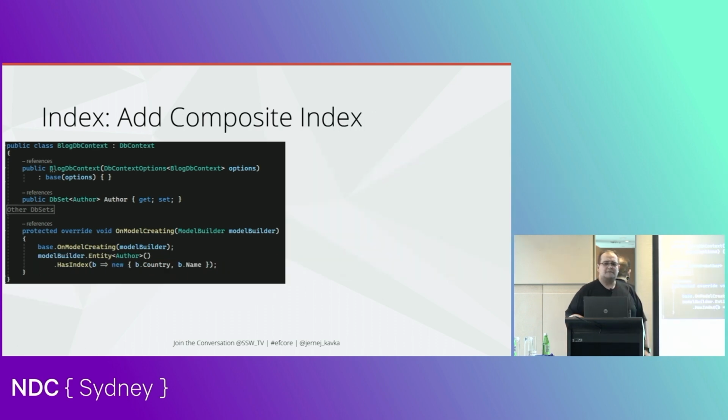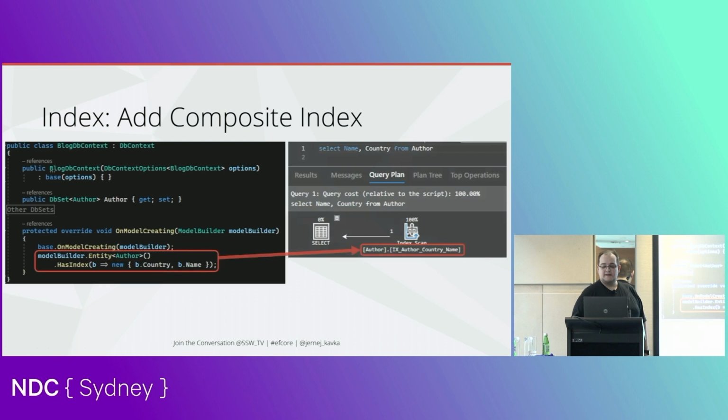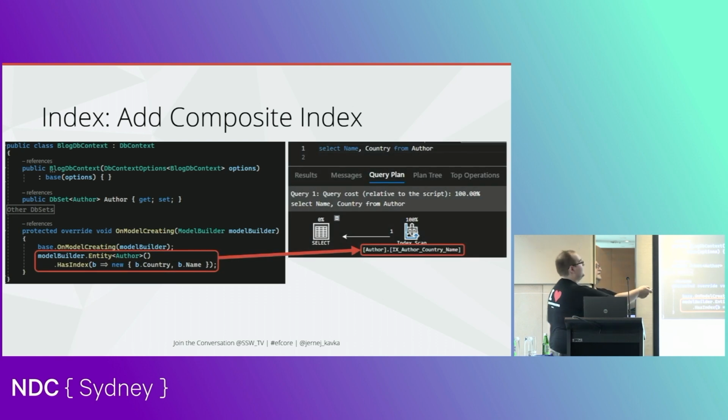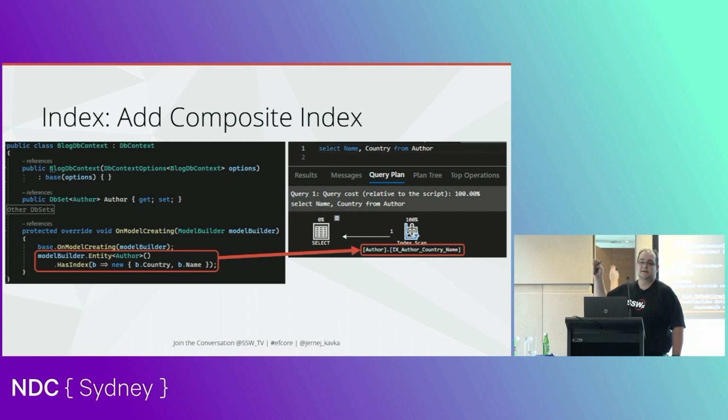But what if you want to have it like a composite key? Well, you can use HasIndex, and you create new, and you add the country and name, you add both of them. And now for the same query, we have select name, country from author. But what you see here, it now says Author_Country_Name, because now the index also includes name.